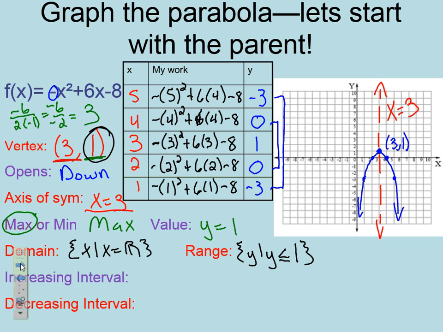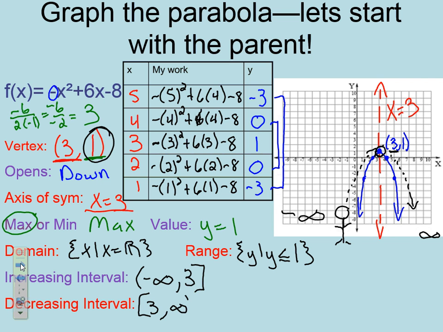Now our increasing and decreasing intervals. Always, always, always start here. So we're starting at negative infinity. Here I am on my graph. If I was going to start here, I'd have to go up, so I'm going to be increasing. So we'll start with increasing this time. We're starting at negative infinity, and we're going all the way till we get to this point right here, which is our vertex at x equals 3. So all the way to 3. Once I get to 3, I have to go down, which means I'm decreasing all the way to positive infinity. So I'm going to go from 3 all the way to infinity.